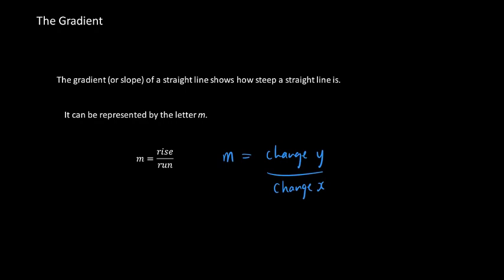What we're going to do now is have a look at a problem to identify the gradient. Then we'll look at the different types of gradients that we have before moving through a couple of examples.